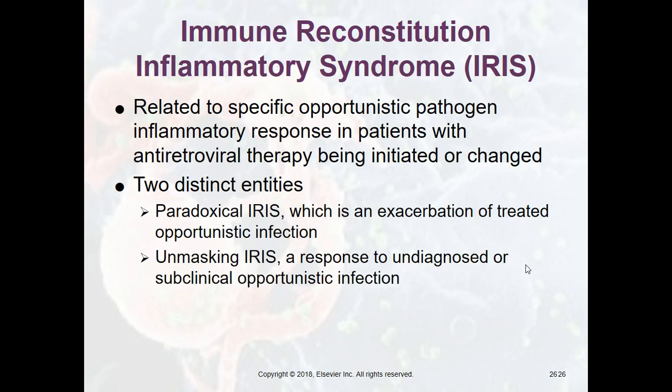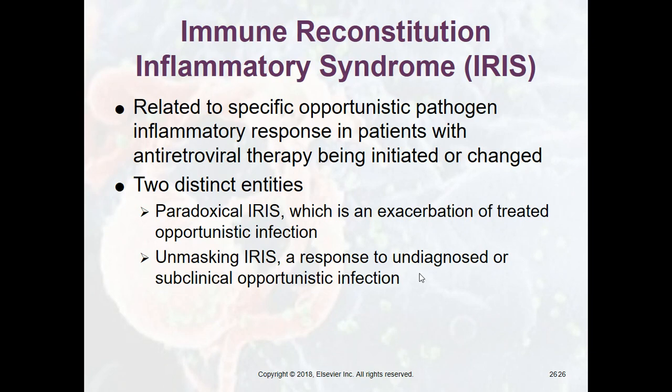So, with taking all of these medications, unfortunately, there's a possibility of what is called an immune reconstitution inflammatory syndrome. It's related to specific opportunistic pathogens, and it's an inflammatory response in patients with antiretroviral therapy being initiated or changed. There are two distinct entities when this occurs. It's an exacerbation of a treated opportunistic infection or an unmasking as a response to an undiagnosed or subclinical opportunistic infection.